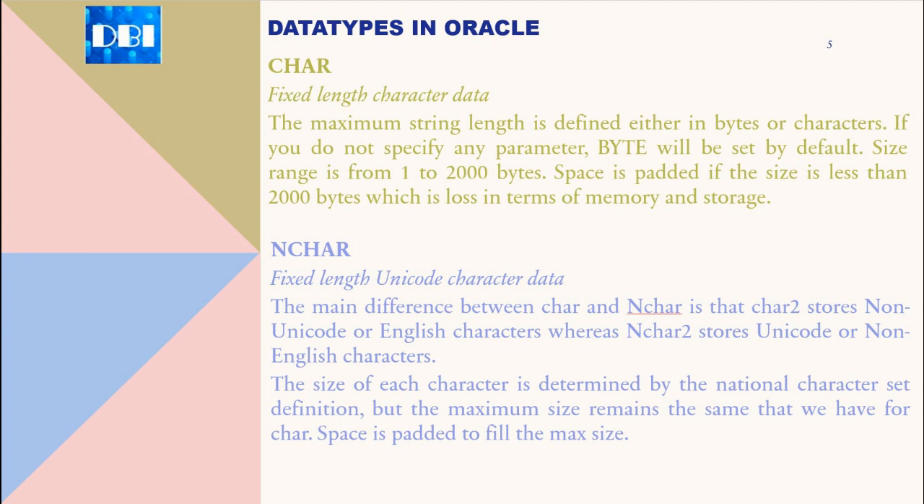NChar. Fixed length Unicode character data. The main difference between Char and NChar is that Char stores non-Unicode or English characters, whereas NChar stores Unicode or non-English characters. The size of each character is determined by the national character set definition, but the maximum size remains the same that we have for Char. Space is padded to fill the max size.